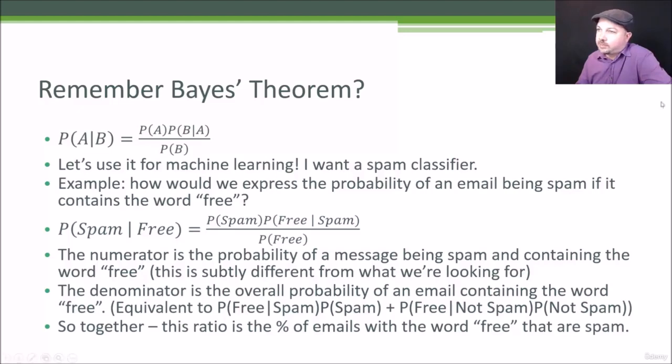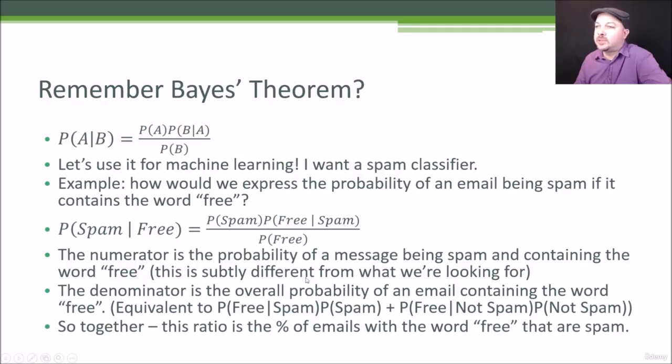So as an example, let's just figure out the probability of an email being spam given that it contains the word free. You know, most people promising you free stuff, it's probably spam. So let's work that out. The probability of being spam given that you have the word free in an email works out to the overall probability of it being a spam message times the probability of containing the word free given that it's spam over the probability overall of containing the word free.